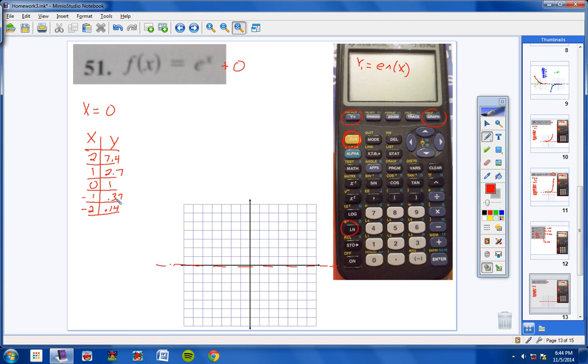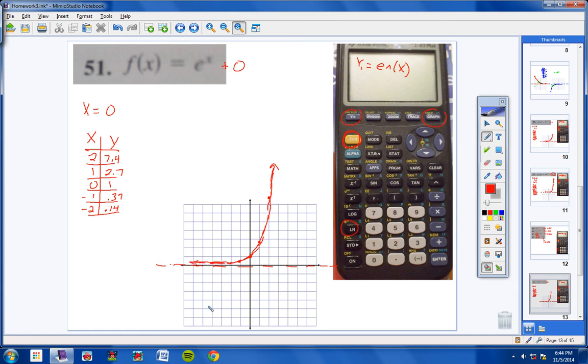Okay, so let's go ahead and plot those points quickly here. Over 2, up 7.4, over 1, up 2.7, 0's at 1, -1 at 0.37, and here. So there it is. Good old exponential curve, okay? There we go.